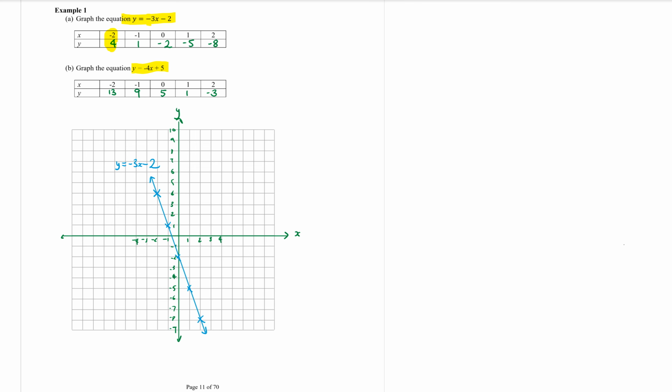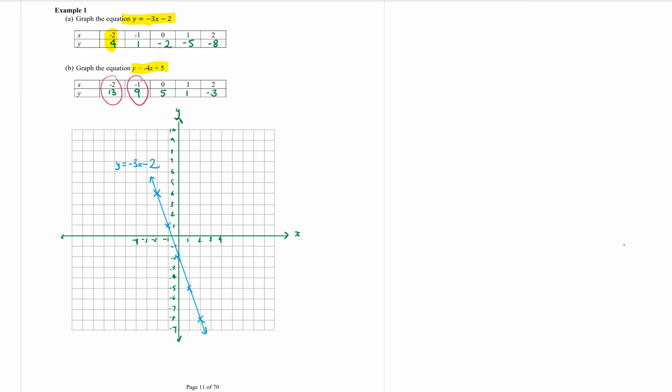So I'm going to change color for my second graph of y equals minus 4x plus 5. So the first point is minus 2, 13. That's too big. So I can't fit that on my graph. Let's go to the next one.